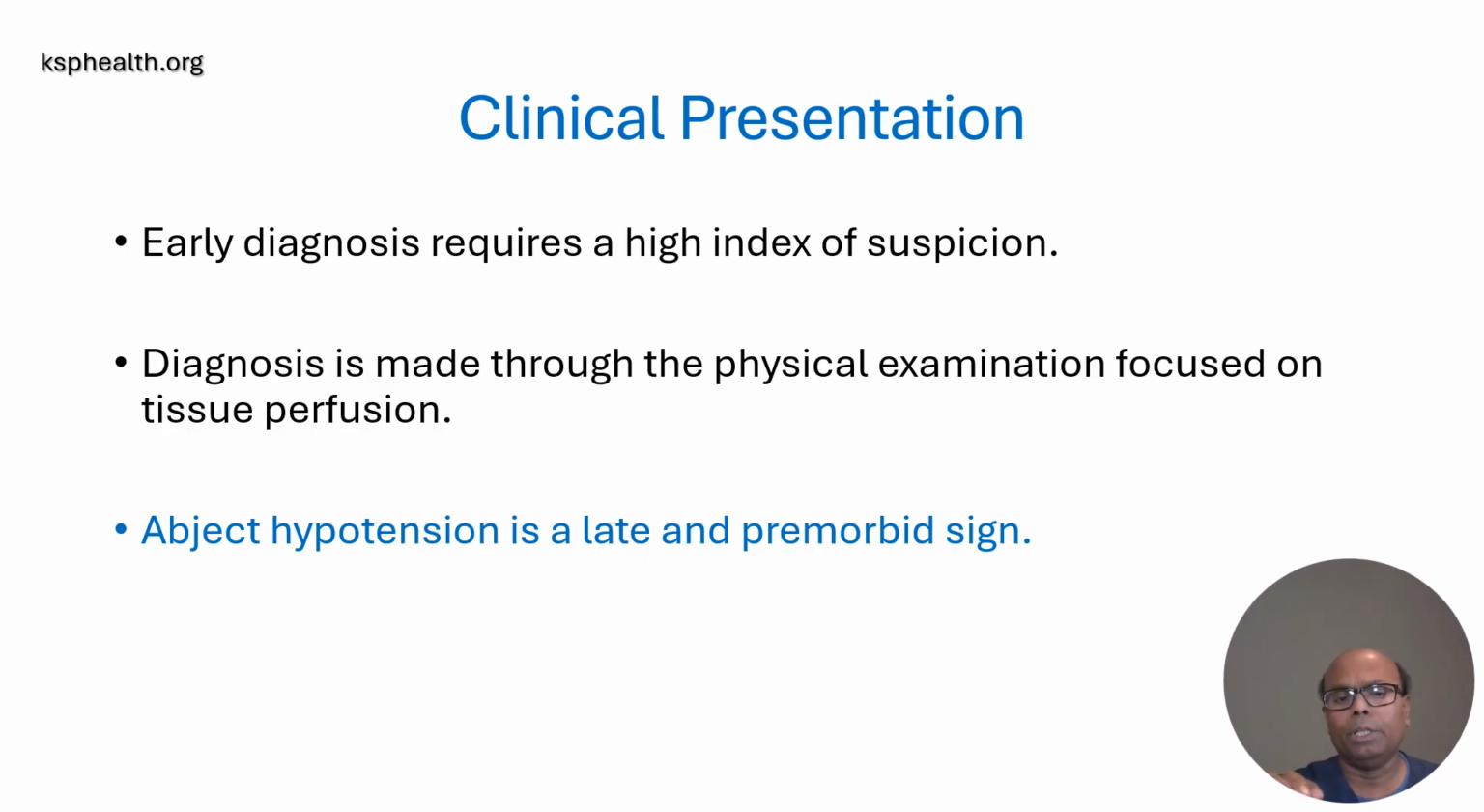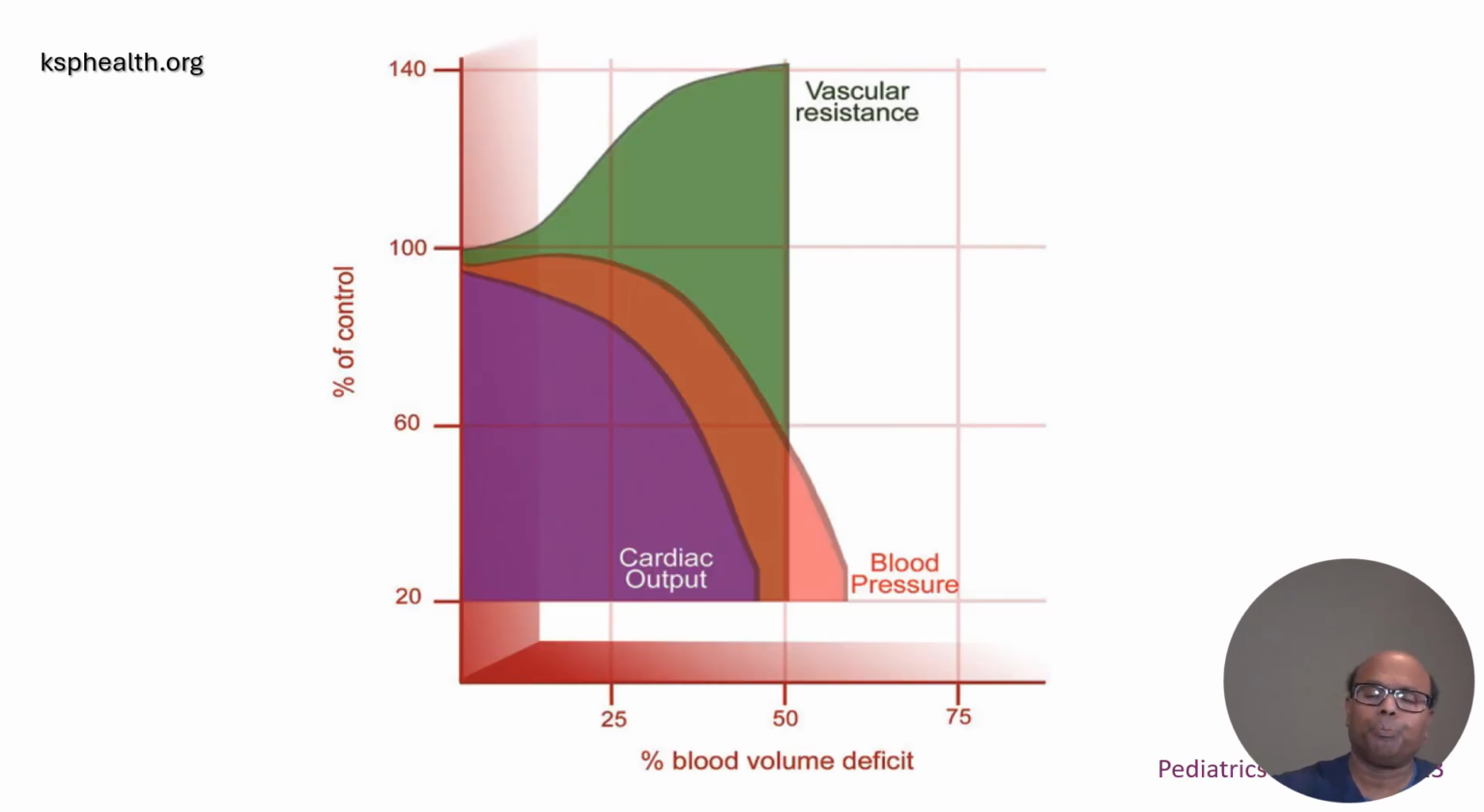Early clinical diagnosis requires a high index of suspicion. Our aim is to identify the compensated shock state so that treatment will reverse it completely and prevent further injury to the organs. Diagnosis is made through a physical exam focused on tissue perfusion. Hypotension is a late and premorbid sign, so do not wait till hypotension develops. The idea is to identify shock before hypotension develops.